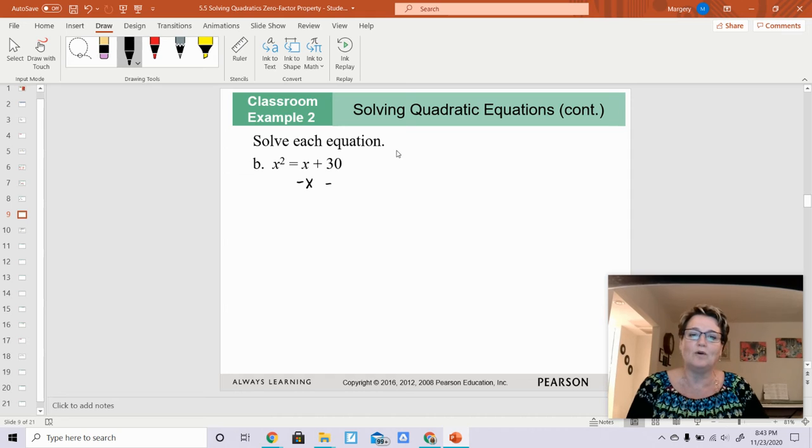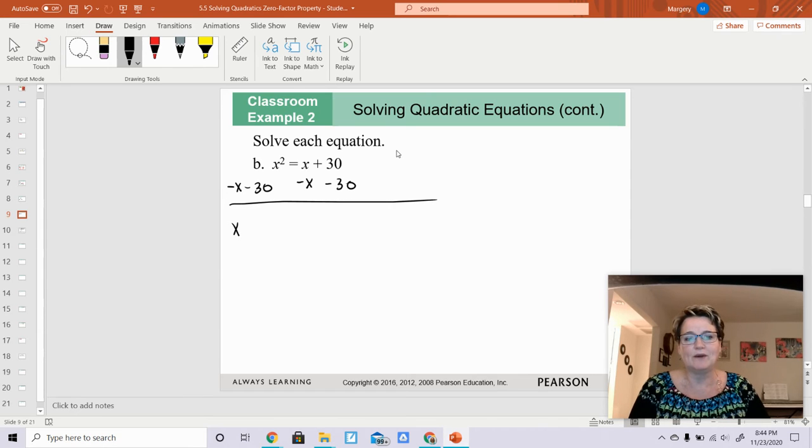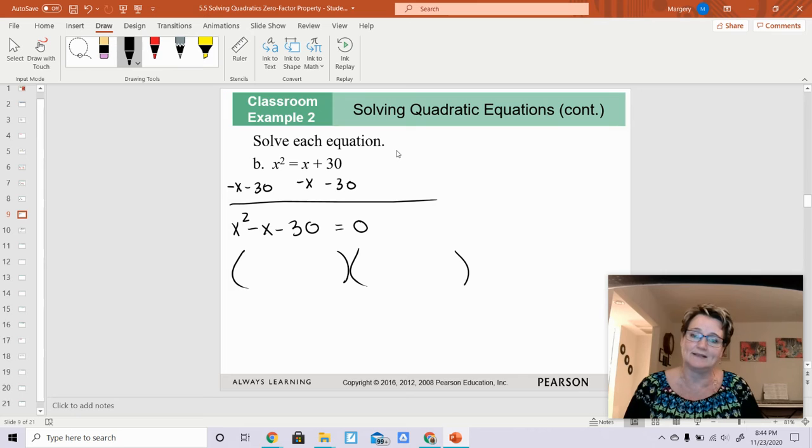So I'm going to move over these terms. I'm just going to subtract them both. So I'm left with x squared minus x minus 30 equals 0. Again, I can use the shortcut, which is so nice. I don't have to do the AC method.